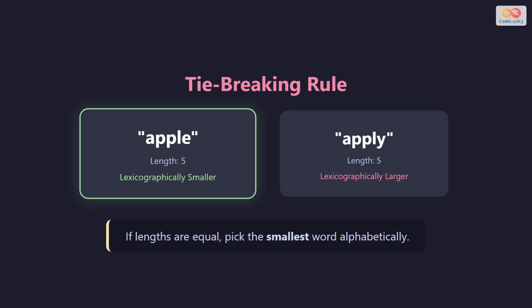What if we find two words of the same maximum length? The problem usually requires the lexicographically smallest one. For instance, if apple and apply are both valid and the longest, we choose apple because E comes before Y alphabetically.